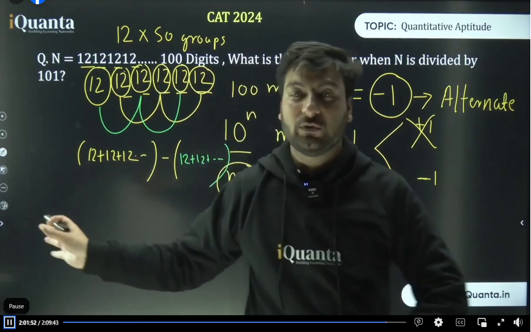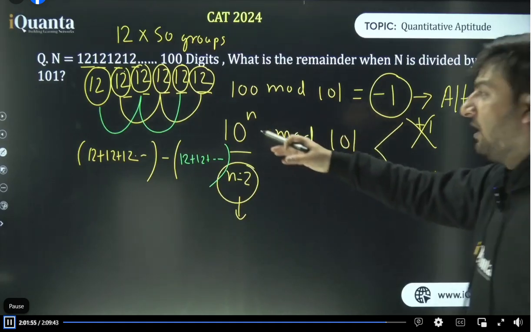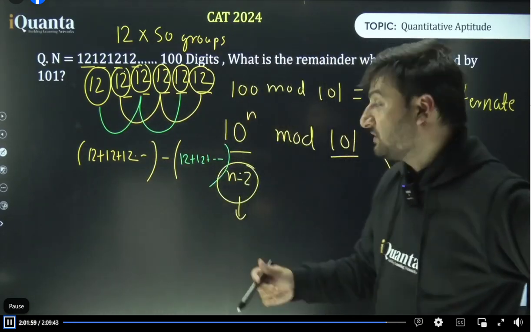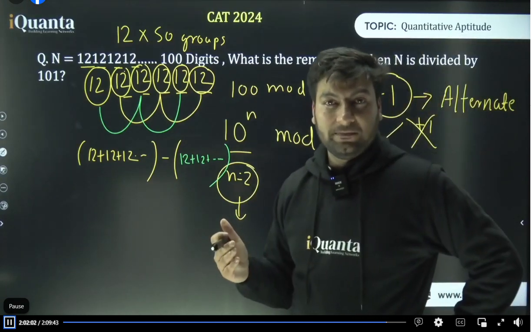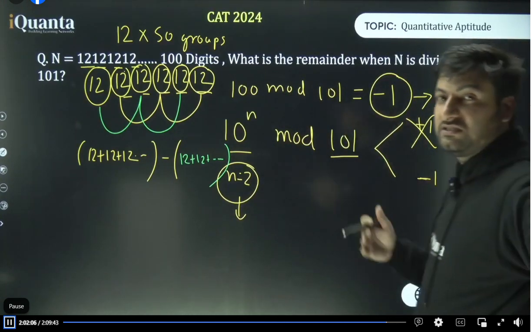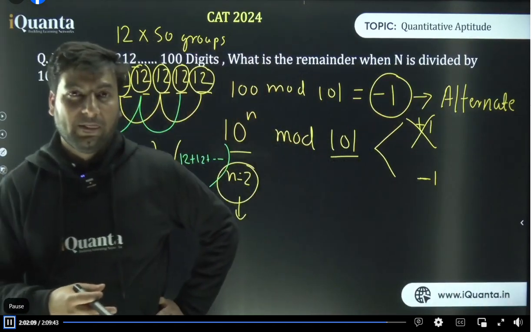Is that clear to everyone? How did I do this? My divisor was 101. I took a number closer to 101, which was 100. 100 can be written as 10 square. 10 square mod 101 is -1. That is the reason I will perform alternate sum and subtraction starting from the rightmost end, come towards the leftmost end until all digits are consumed.